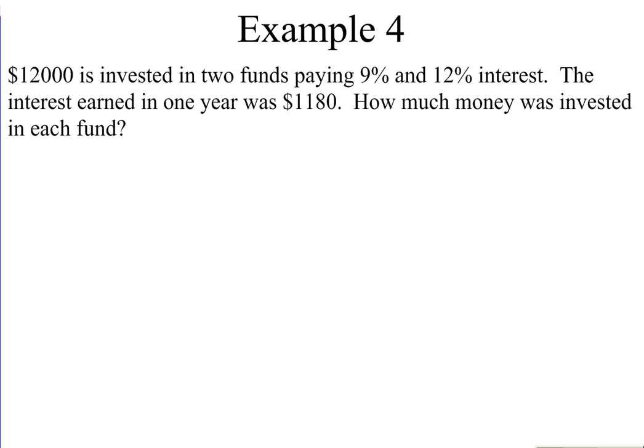Section 7.1b. Example 4, $12,000 is invested in two funds paying 9% and 12% interest. The interest earned in 1 year was $1,180. How much money was invested in each fund?